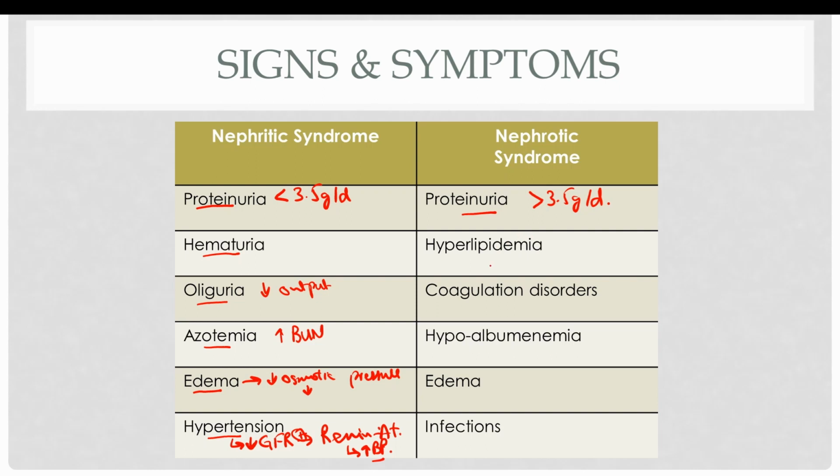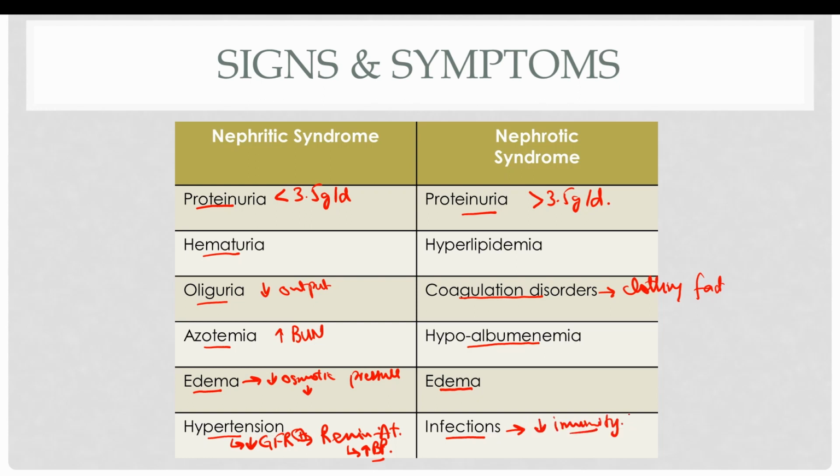Hyperlipidemia is a typical feature of nephrotic syndrome. Coagulation disorders can also occur in the nephrotic syndrome, which are due to the excretion of clotting factors. Hypoalbuminemia is due to excessive excretion of proteins. Edema is also a feature of nephrotic syndrome. Opportunistic infections are also common in the nephrotic syndrome, which occur due to decreased immunity due to the excretion of antibodies.